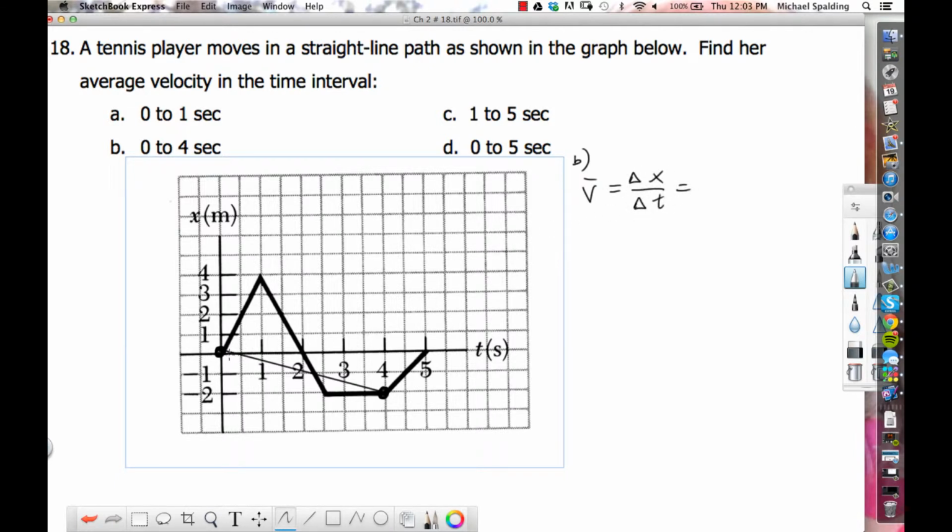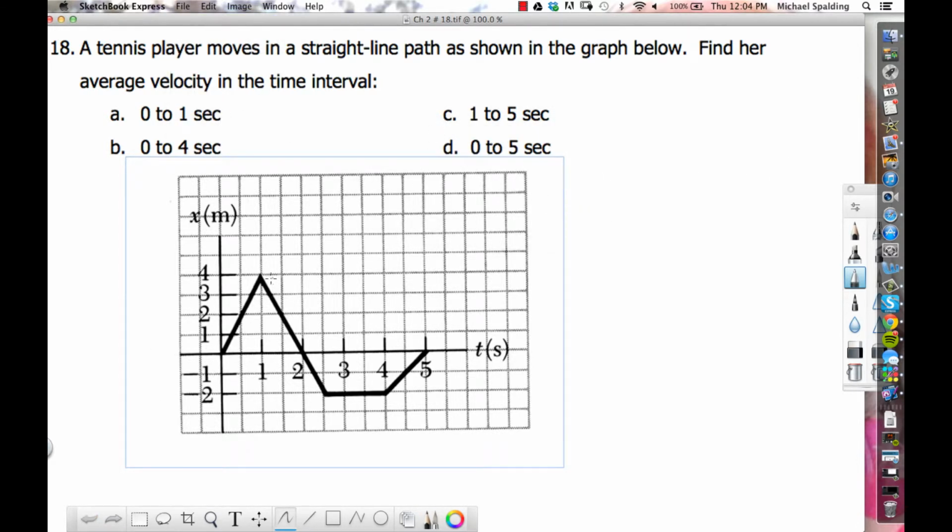So what's the displacement from 0 seconds to 4 seconds? All displacement cares about is starting point and ending point. So the starting position is 0. Where's the ending position? -2. So what was her change of position? -2 meters. Then how much time did that take? 4 seconds. So that's going to be -0.5 meter per second. That's the average velocity. You get it? Okay.